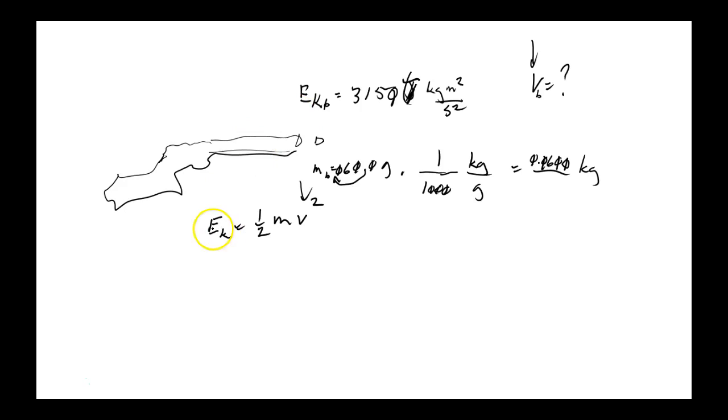Put the numbers in. You've got 3,150 in basic units, kilogram meter squared per second squared, is equal to 1/2 your mass, which is 0.0600 kilograms, times v squared. So now you got to solve for v squared. So what's the first thing you're going to do? You want to isolate the v. It's the first thing you're going to do.